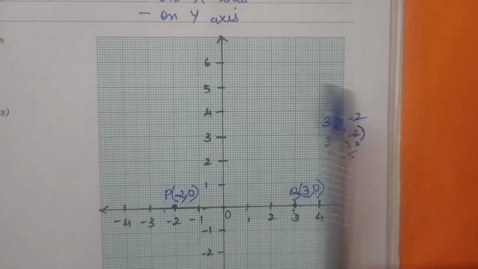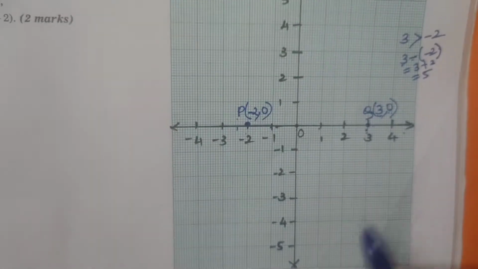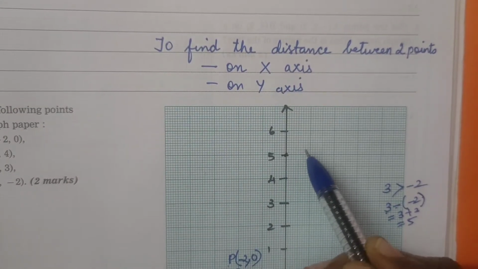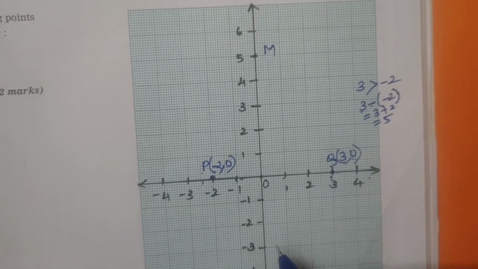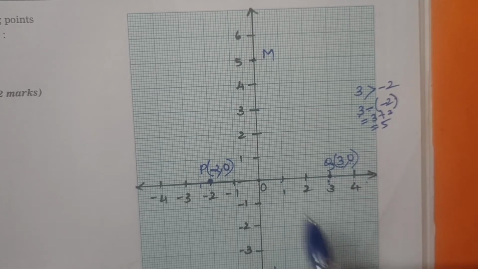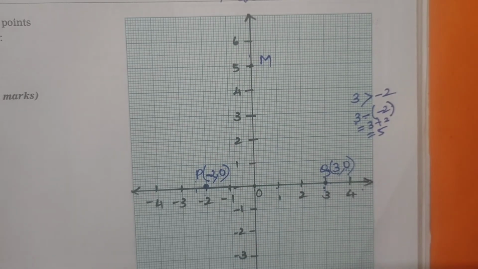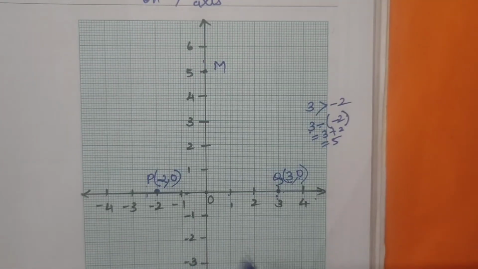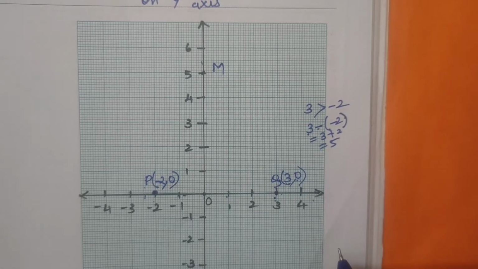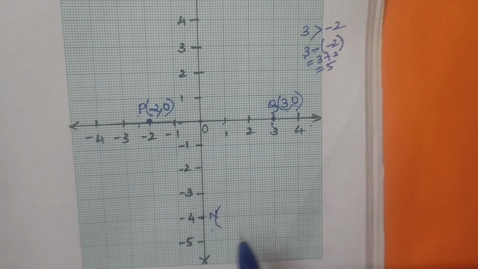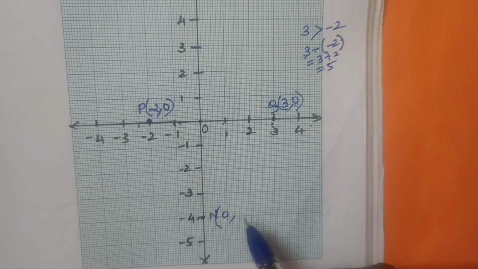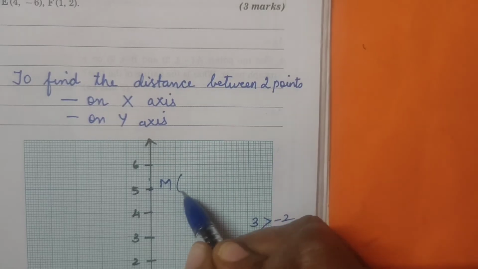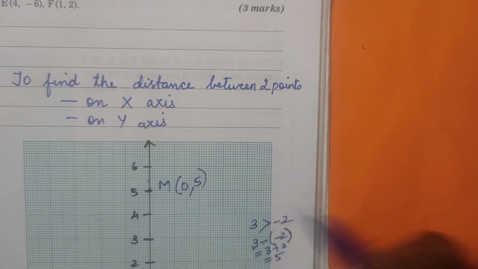Now the next condition, on the y-axis. Let's see to it. The same funda follows here also. Now, for example, we will see the point M and the other point is N here. We need to find the distance between the points M and N on the y-axis. Right. So how will we do this one? Similarly, what is the coordinate for this point N? The x coordinate is 0 and the y coordinate is -4. And here the x coordinate is what, my dear? It's 0. The y coordinate is +5.